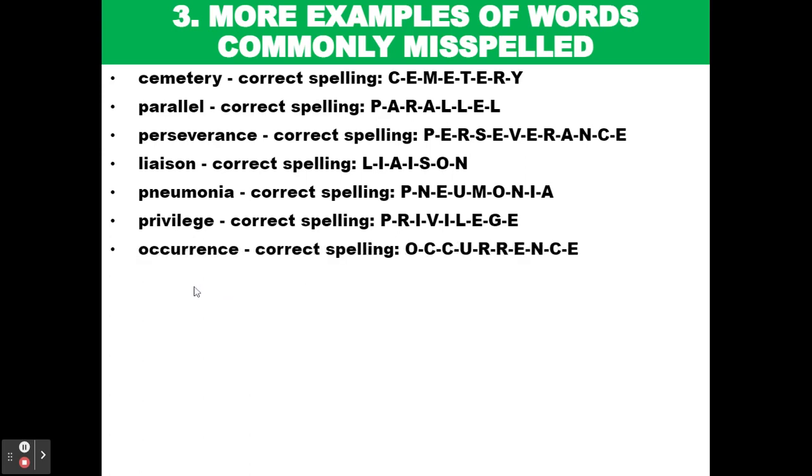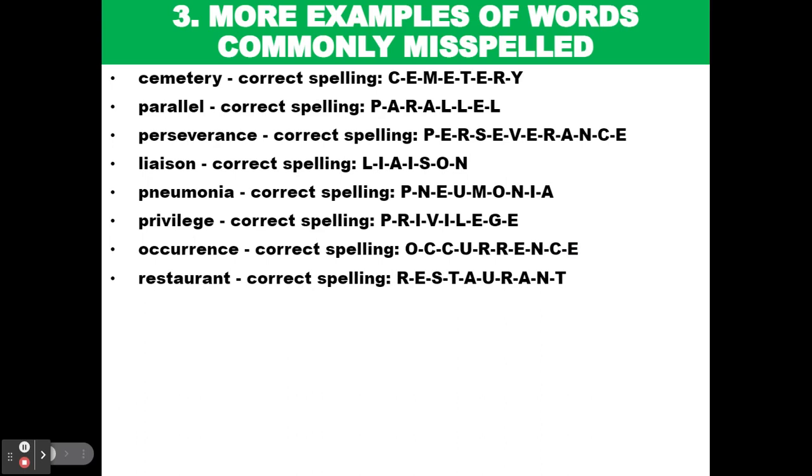Take note of this. Then the word occurrence is often misspelled because people either omit one C or omit one R. So bear in mind that you have double C and double R. So the correct spelling of occurrence is O-C-C-U-R-R-E-N-C-E, occurrence.